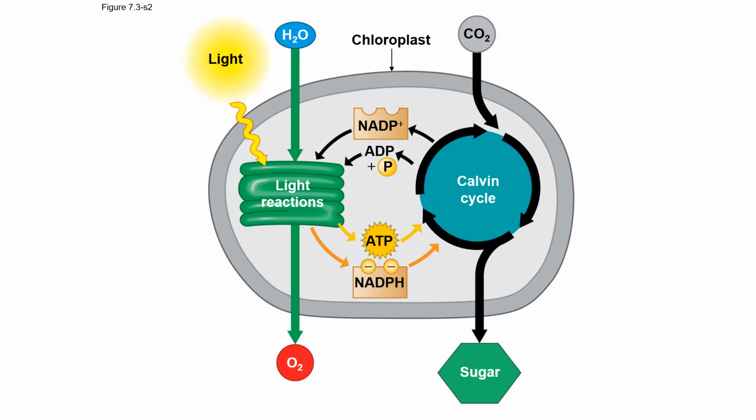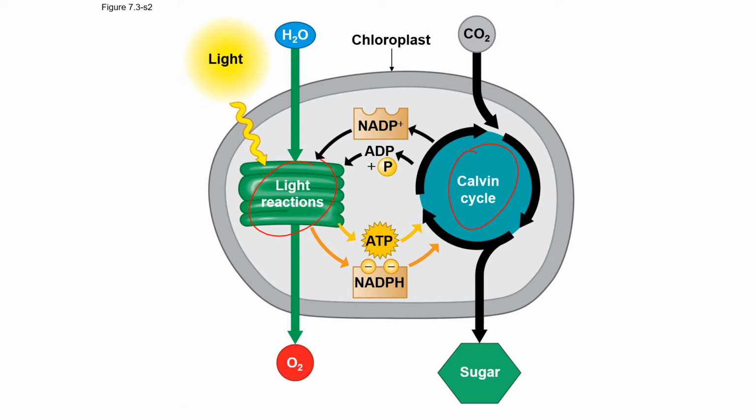There are two reactions that are going to take place during the process of photosynthesis. The first reaction is known as the light reaction, and the light reaction takes place within the thylakoids. The second reaction is known as the Kelvin cycle, and the Kelvin cycle is going to take place in the fluid of the chloroplast known as the stroma.